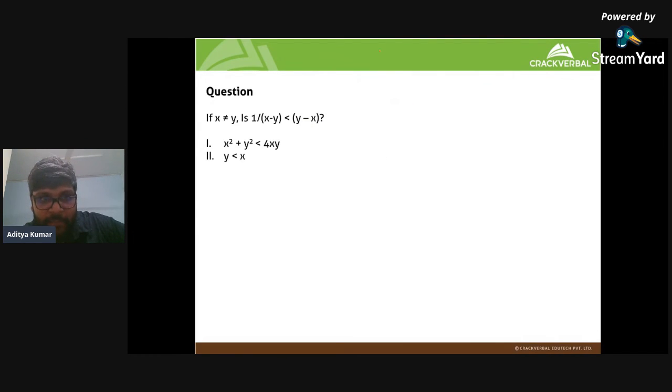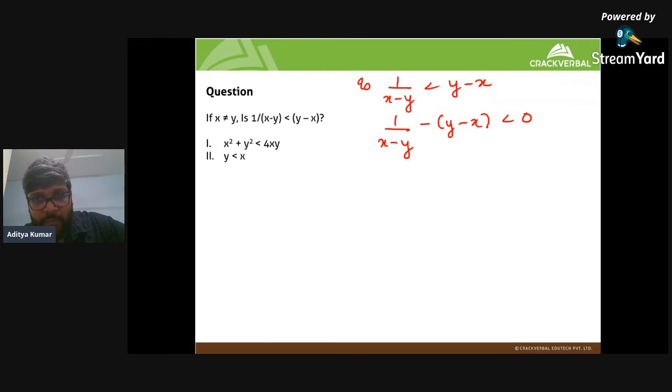Keep in mind what I said. So the question is 1 by x minus y less than y minus x. Most test takers jump into the statements at this point. Don't break down the question stem. So I'm going to keep the right hand side 0. So 1 by x minus y minus of y minus x is less than 0. I'm going to keep the left hand side as a product or a division of values.